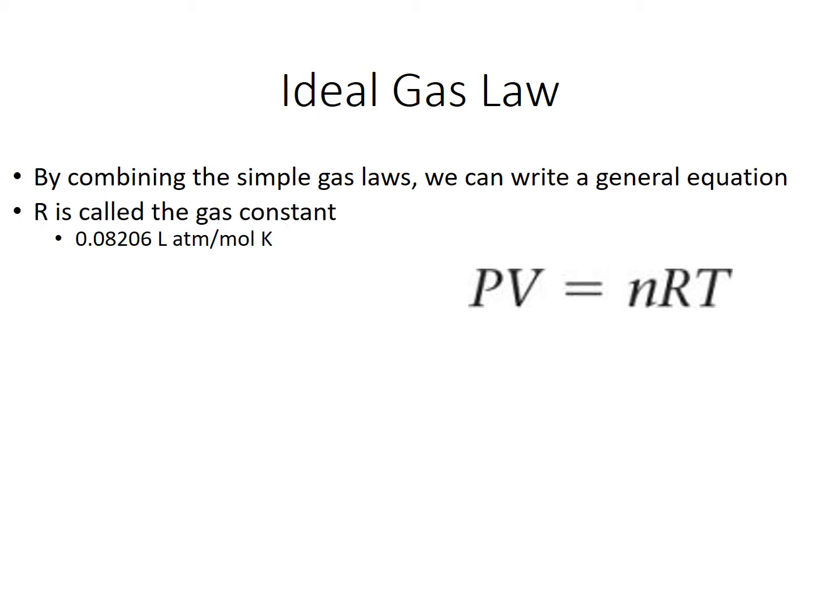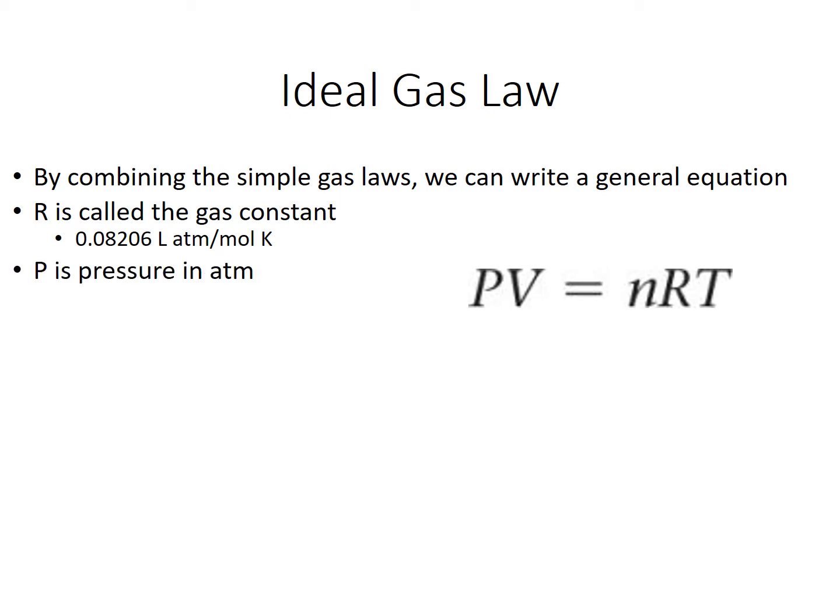So these are some variables. R is actually a gas constant, so it is constant, and its value is 0.08206 liters times atmospheres per mole times Kelvin. So it has kind of a bizarre set of units, but it will make some sense once we look at the other variables in this equation.